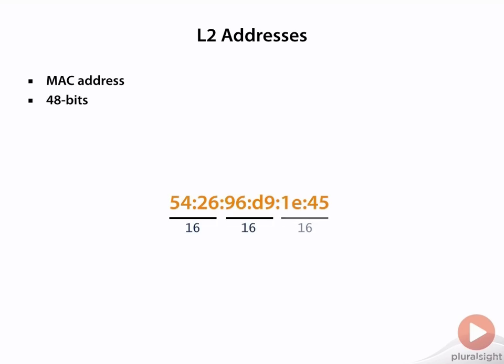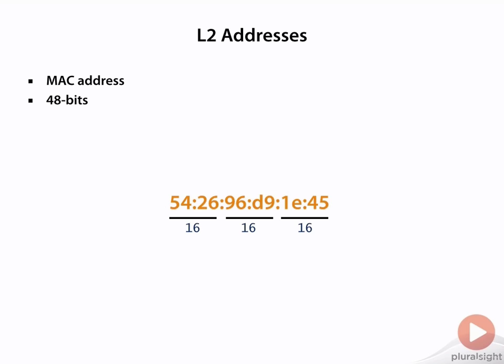Let's talk again about layer 2 addresses. Now, even though we have already discussed these in another module, it's good to go back and just recall these things to mind. First of all, we do call these MAC addresses, and these MAC addresses are broken up into 16-bit fields for a total of 48 bits.